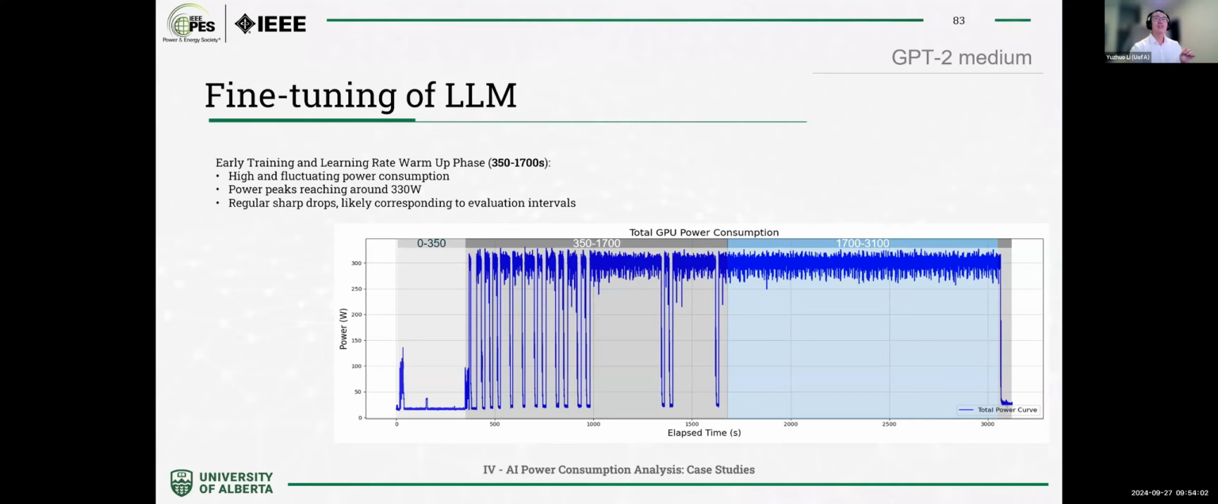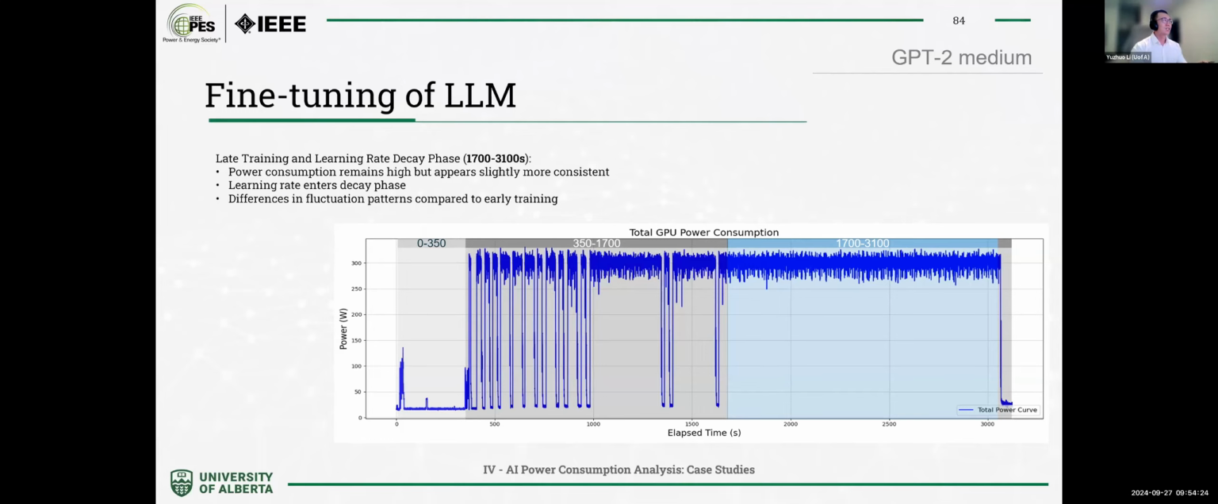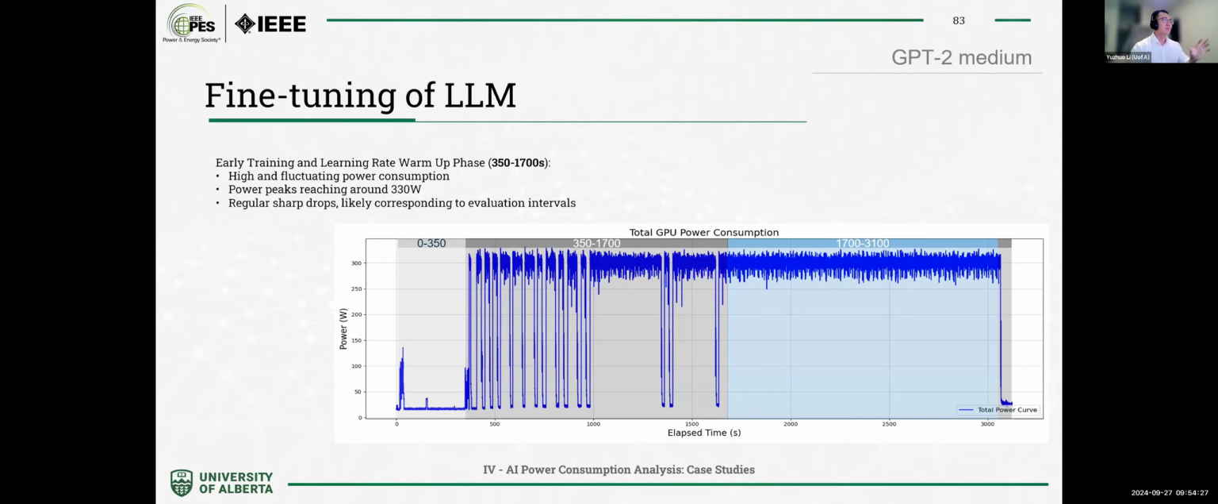And moving on to the second stage, we can observe rapid change in power consumption, like the peak, the surge and the dip in power. This is actually introduced by the evaluation intervals. This is the algorithm evaluating the performance of the model based on the fine-tuning dataset. And if we move a little bit longer into the later half of this stage, we see more steady behavior of the power consumption.